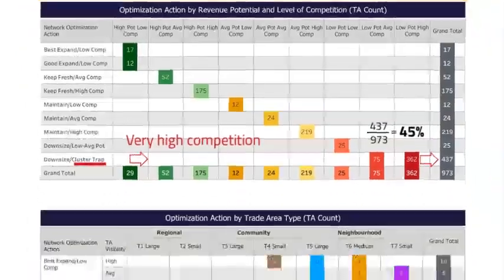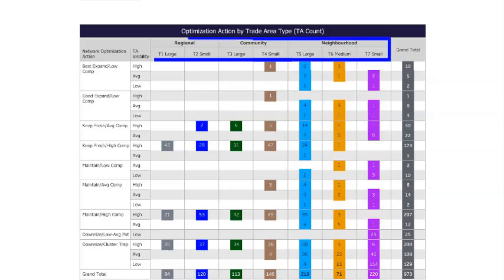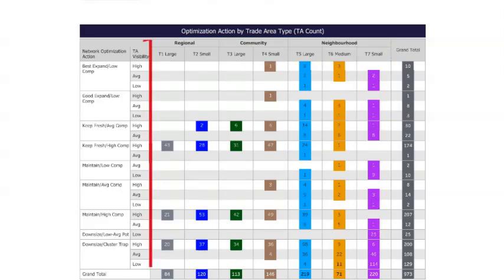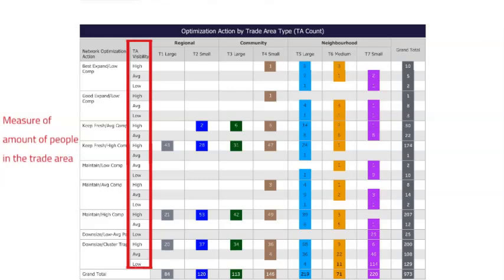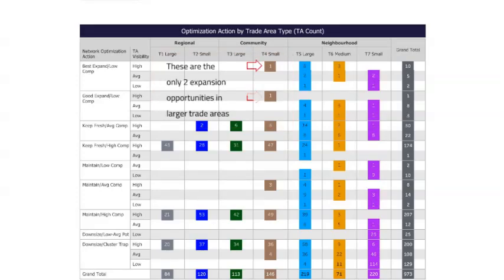The bottom table shows the network actions by trade area types on the top row. Trade area types are based on their size and level of competition and range from large regional to small neighborhood. Trade area visibility is a measure of the total number of households living in the trade area. Note that A&W only has two potential expansion opportunities in larger community or regional trade areas.